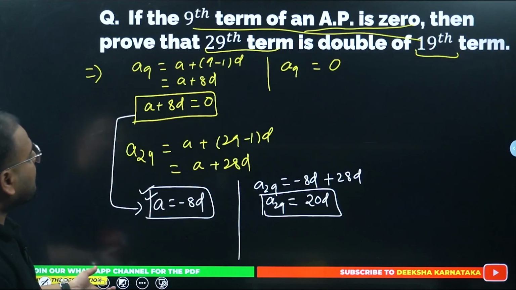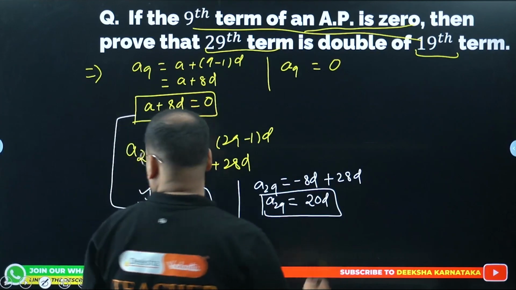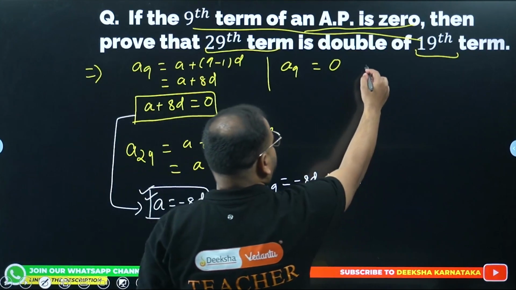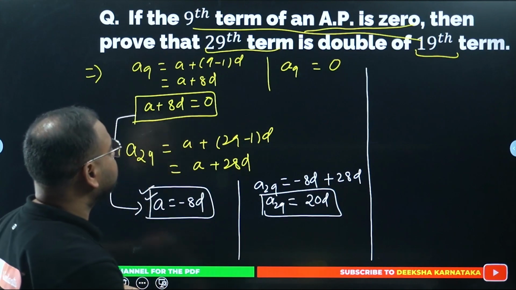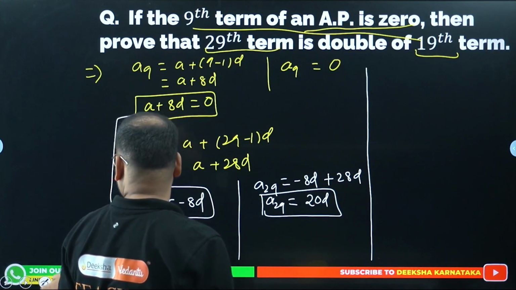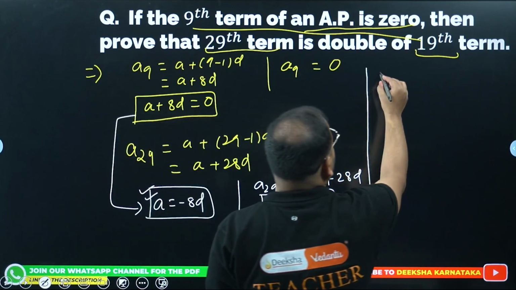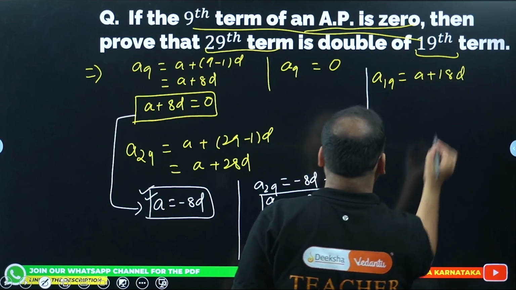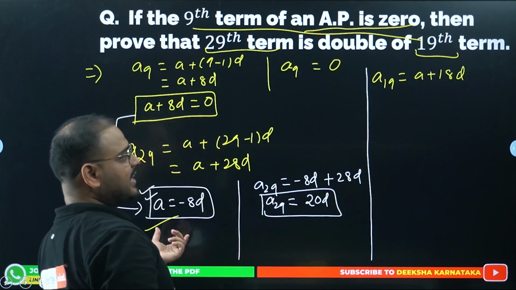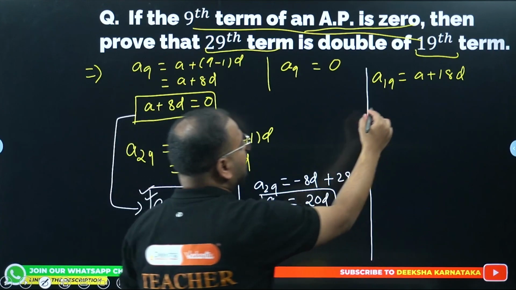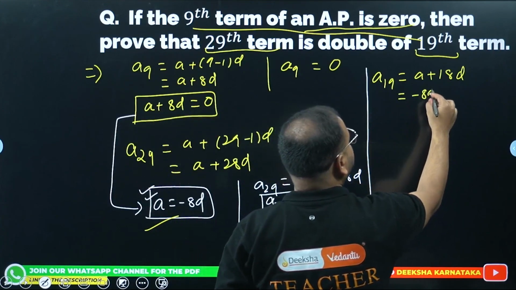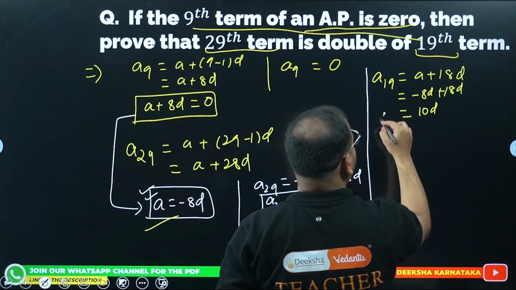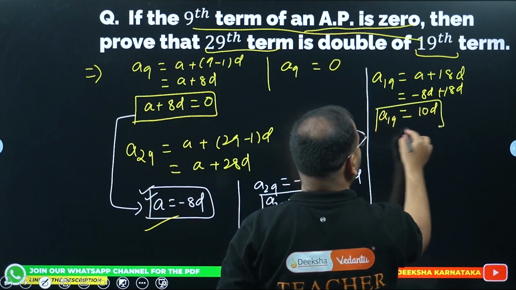The question is not done. 19th term, please bear with me. The 19th term will be what? Same way we'll write A19. So A plus, I can write directly now, 18d. What is my A value? Minus 8d. Put it here. Minus 8d plus 18d. How much is that? 10d. So what do I get? A19 is equal to 10d.